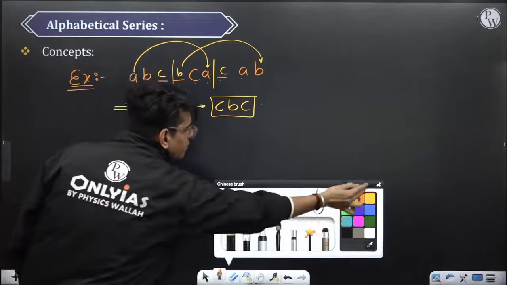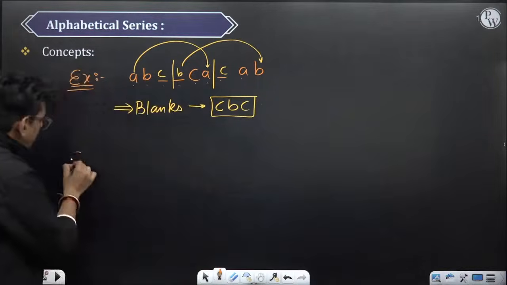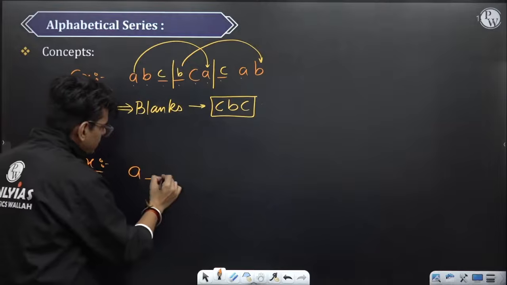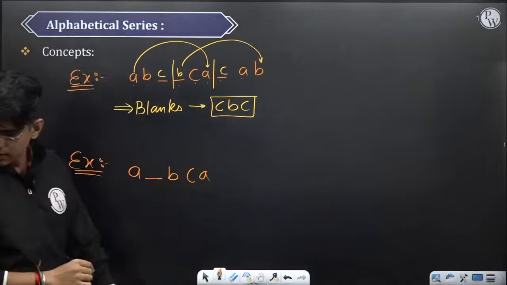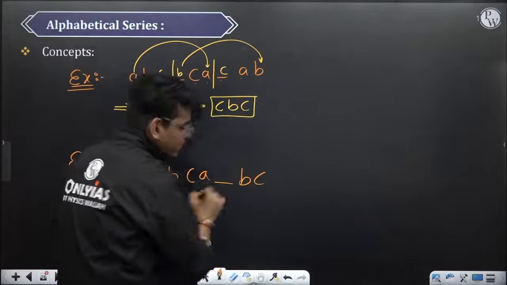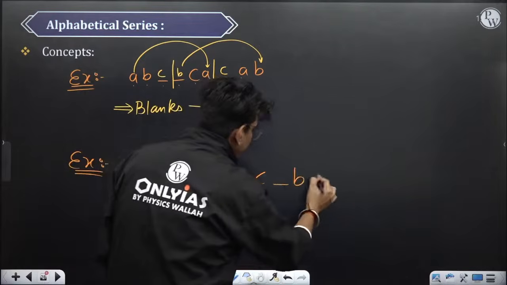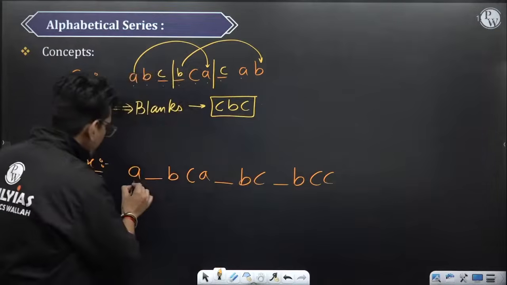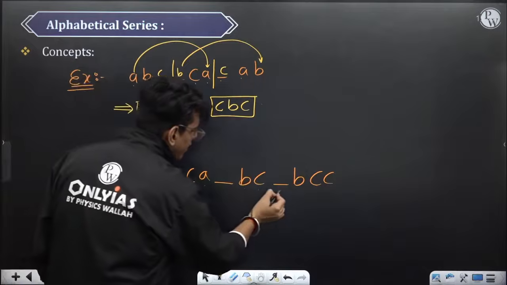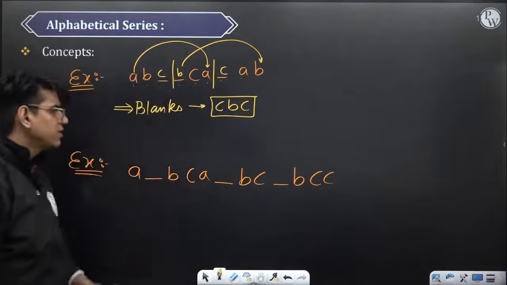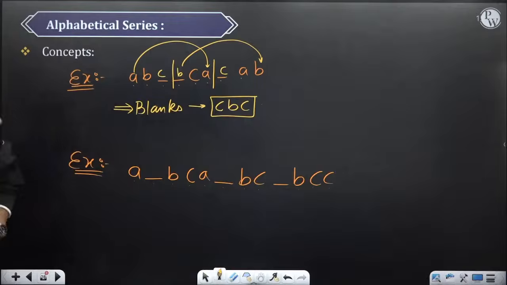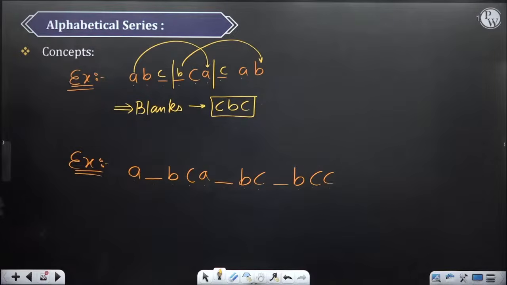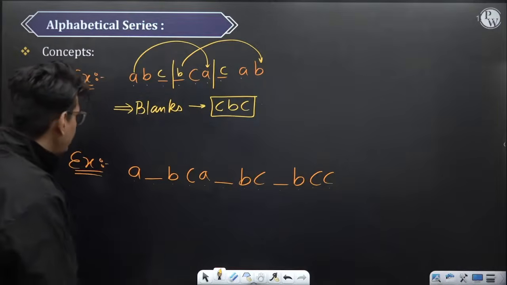Another example can be, take this example: A dash B C A, then dash B C, then dash B C C. This can be another example. So if we see how many letters are there, 1, 2, 3, 4, 5, 6, 7, 8, 9, 10, 11, 12. So we can divide 12 into 4 parts of 3 or 3 parts of 4, right? We can divide it into both. So let's first try and divide it into 4.